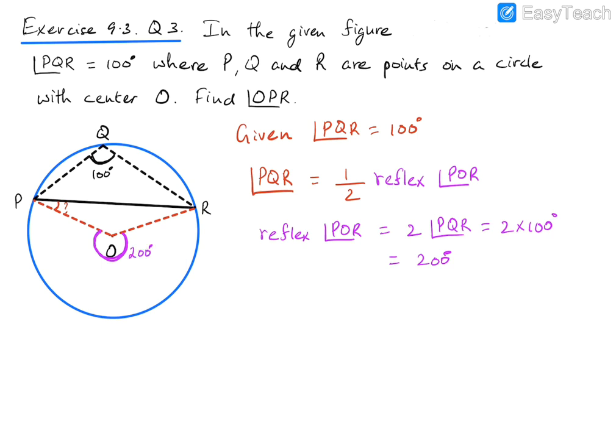So that's the reflex angle POR, and from that we can now calculate the angle POR. So angle POR is equal to 360 degrees minus the reflex angle POR, because the total angle here should be 360. So we have the reflex angle as 200. So the angle POR, which is the angle subtended at the center here, should be 360 minus 200, which gives us 160 degrees. So we have this angle POR as 160 degrees.